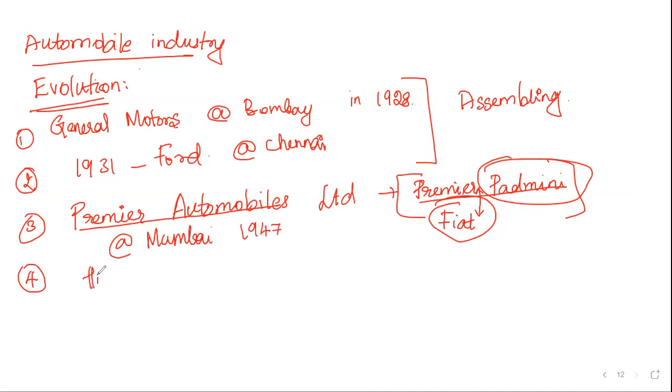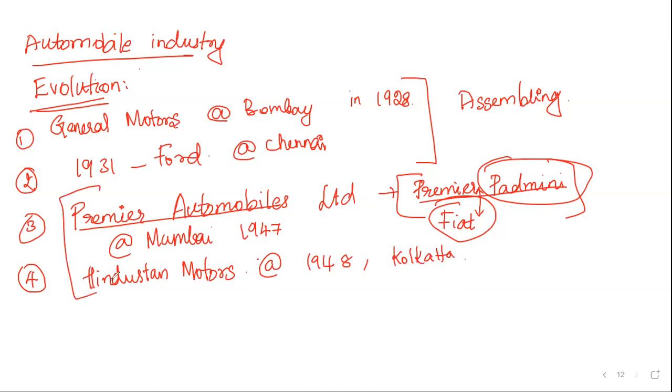And then came another company, Hindustan Motors. Hindustan Motors also had units set up. One is in Kolkata, the other one was in Chennai. First of all, in the year 1948, the first branch came up in Kolkata. All right. Now, after the setting up of Premier Automobiles and Hindustan Motors, only then we had the development of the automobile industry in the country. So that's about the evolution of the sector. Now let us take a look at the locational factors.